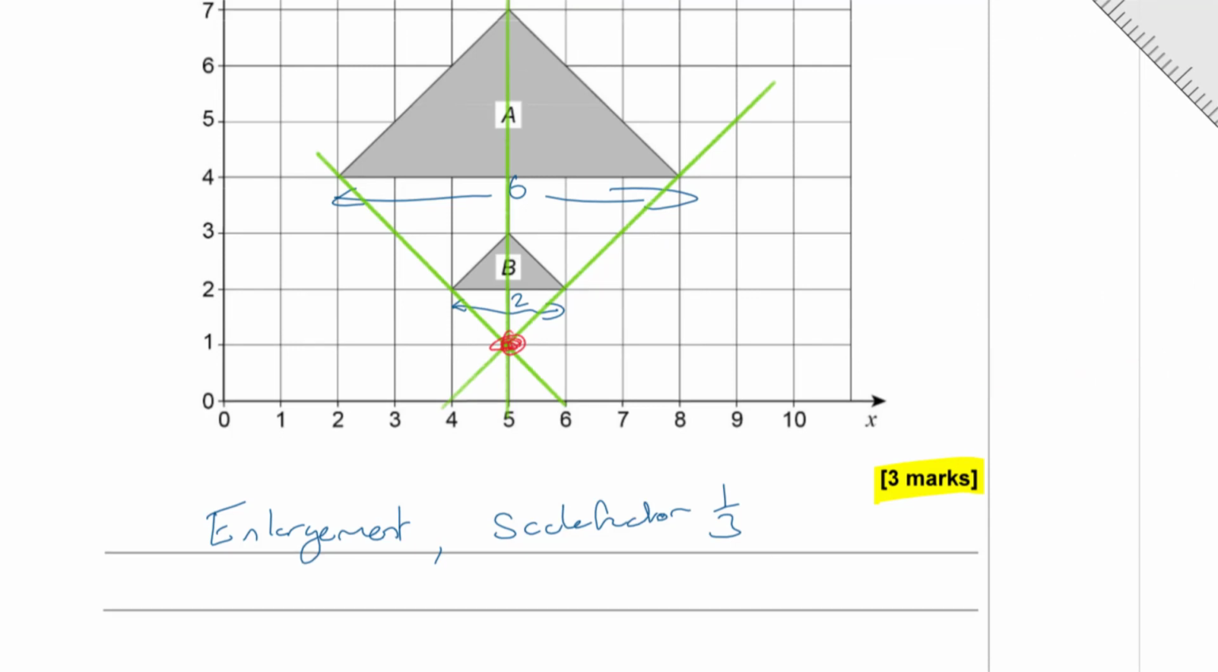So for the final mark, we just need to mention where the center is. So center, what's the coordinates of that? 5, 1. So enlargement, scale factor 1/3, center 5, 1.